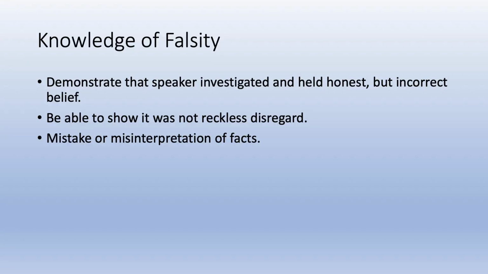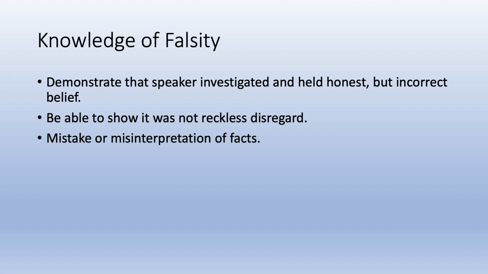The fourth element, knowledge of falsity or ignorance of truth, is another fertile ground for defense in these cases. Because it's important for the alleged fraudster to know that the statement they're making is untrue, or, in the alternative, to have acted in reckless disregard of whether it was true or false, the way to attack this element is to show that, first of all, you didn't know the statement was false at the time that you made it, but you had done some investigation. You investigated, but you held honest but incorrect beliefs about the status of things.